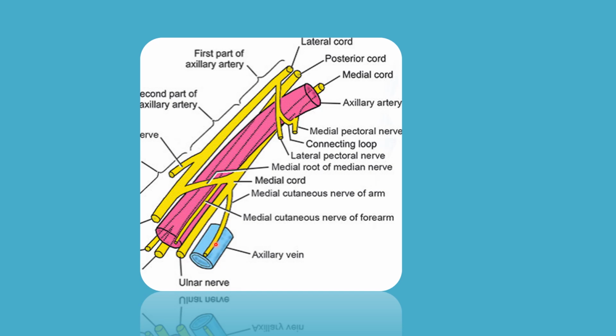Coming to the medial relation, it is related medially to the axillary vein. Laterally it is related to the lateral cord and posterior cord of the brachial plexus. Behind it is related to the first and second digitations of serratus anterior, the long thoracic nerve and the medial cord of the brachial plexus. Here in the picture only the cord relations are given in the axillary artery.